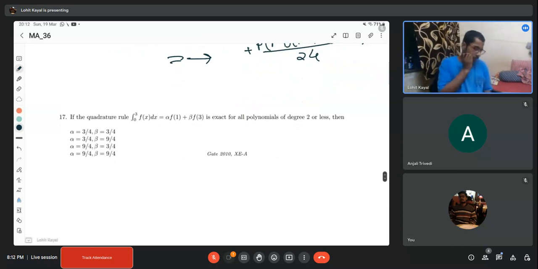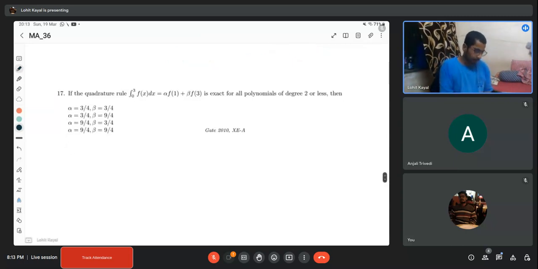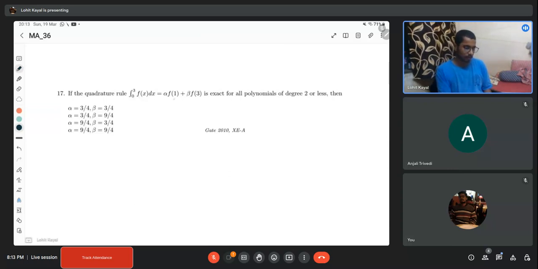Now question 17. This is an old GATE question. This is partly related to this interpolation problem. We are given that if the quadrature rule integral 0 to 3 f(x) dx equal to alpha f(1) plus beta f(3) is exact for all polynomials of degree 2 or less, then I need to find the correct choice.